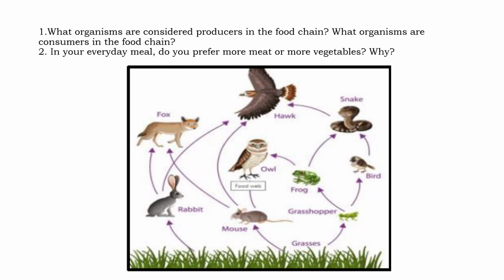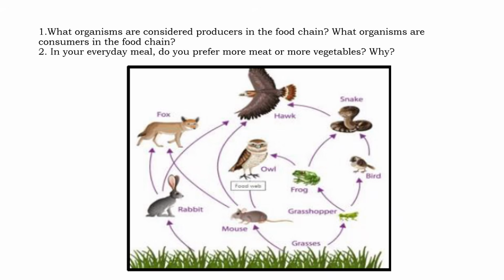Second part is the primary consumers or the herbivores. These animals eat the producers or the plants. In the picture, the grasshopper, the mouse, the rabbit eat grasses. They get energy directly from the plants.